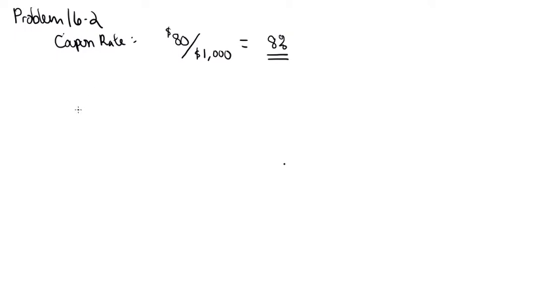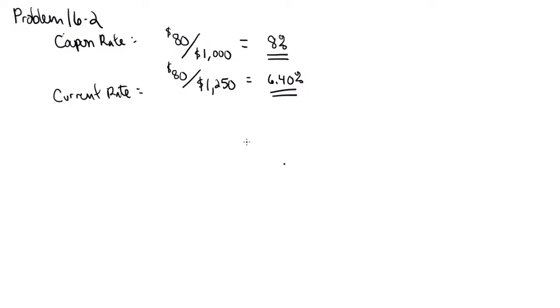All right, B wants us to calculate the current rate. We can calculate the current rate similarly. We take the amount of interest being paid, which is $80, and divide it by the current market price, which is $1,250. And if we do the math on that, we end up with 6.40%. That's the current rate.